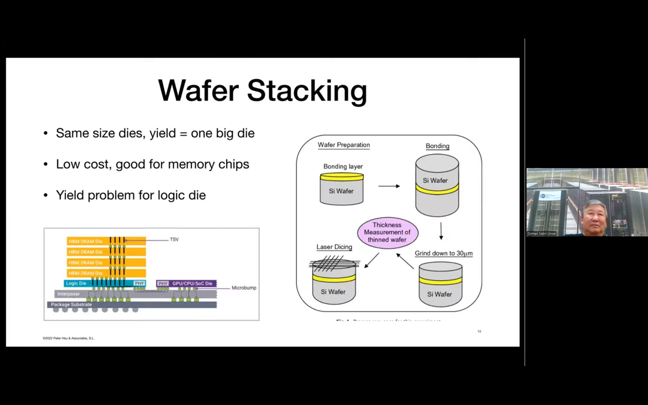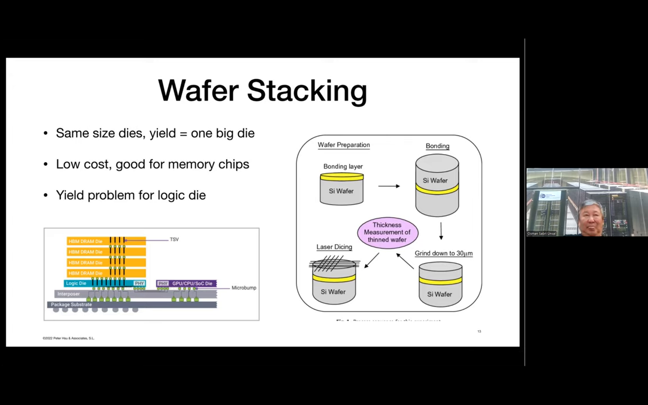So wafer stacking technology. Everyone's familiar with this by now because HBM memory uses this, right? You take wafers and you bond them together. I'm showing a picture on the right. You bond the silicon wafer, you grind them down to thin them to about 30 microns, and then you bond them together. And then afterwards you dice it up.